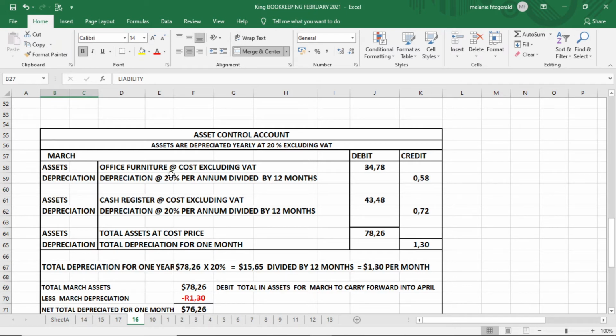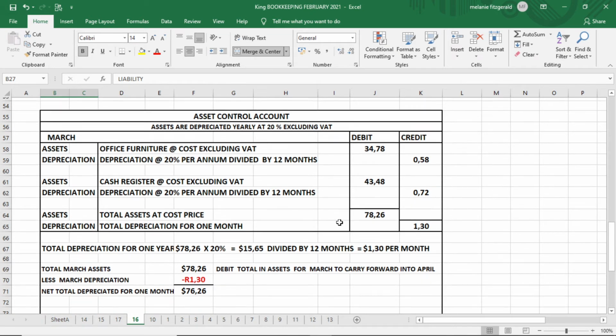Assets, office furniture at cost excluding VAT, $38.78 on the debit side. The depreciation at 20% per annum divided by 12 months on that office furniture is 58 cents on the credit side. Assets, cash register is another asset. Cash register at cost, excluding VAT, $43.48. The depreciation of that cash register at 20% per annum, divided by 12 months, equals 72 cents on the credit side.